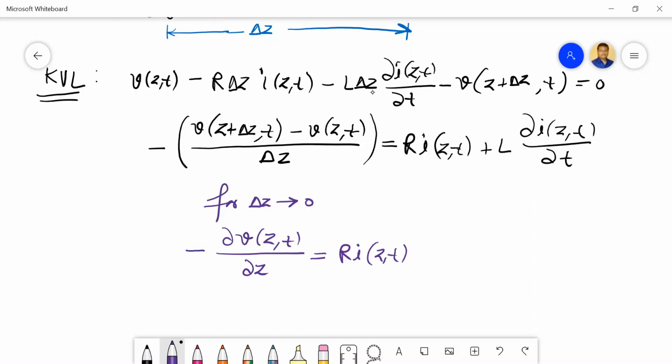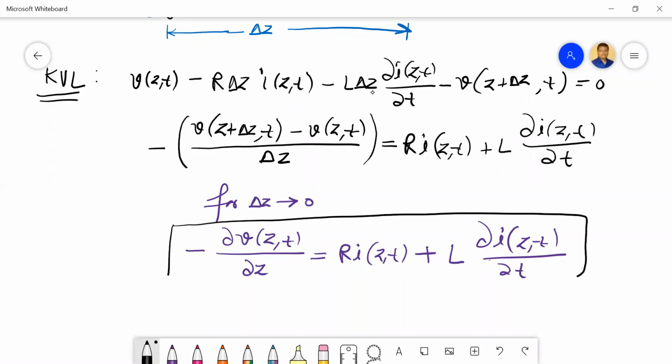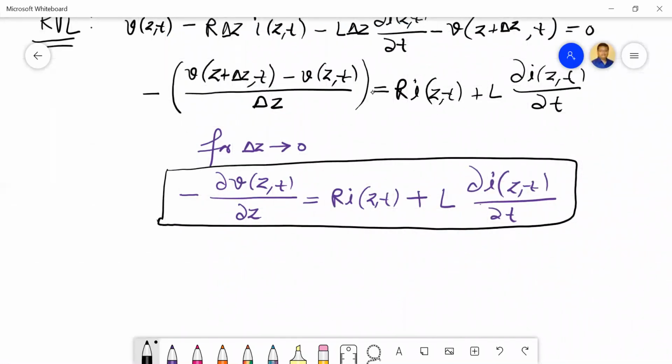Like this, current and voltage here is a function of space and time, but we need to separate it out. We cannot solve like this. So later we'll see how we can separate these things. L dou i z comma t over dou t. So this is one of the equations. Fine. So let's say this is equation number 1.